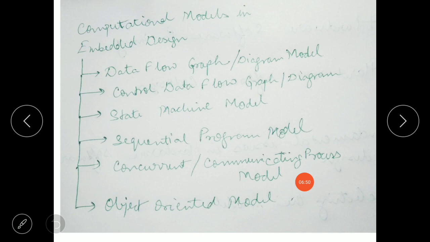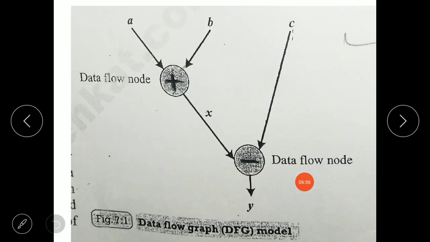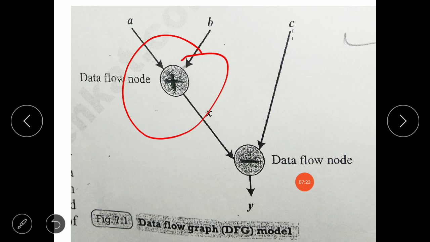The first is the data flow graph or diagram model. You can see here this data flow graph model. It is a data driven model in which the program execution is determined by data. This model emphasizes the data and operations on the data, which transform the input data to output data. Here the data flow graph is a visual model in which the operation on the data is represented using a block, that is a circle, and data flow is represented using arrows.